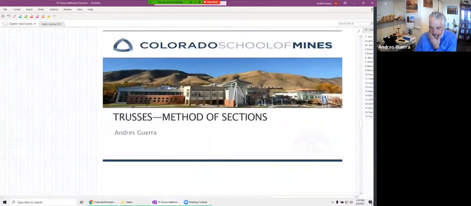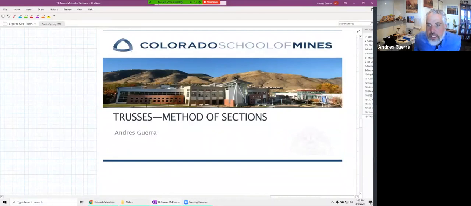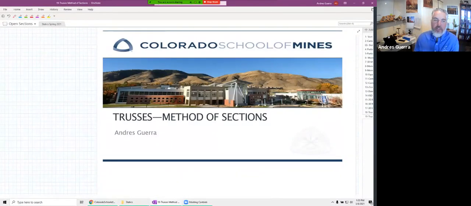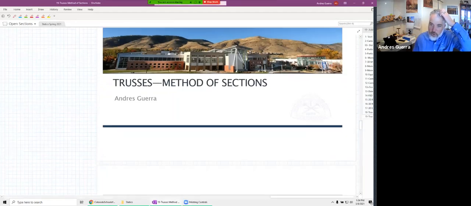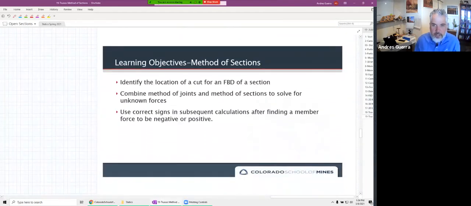Okay, let's talk now about a different method that we can use to solve trusses. There are two methods: method of joints and method of sections. Those names refer to the types of free body diagrams that we use to solve those problems. In method of sections, we're cutting through the truss and doing an FBD of either part of the truss, so we need to identify the location of a cut to section the truss.